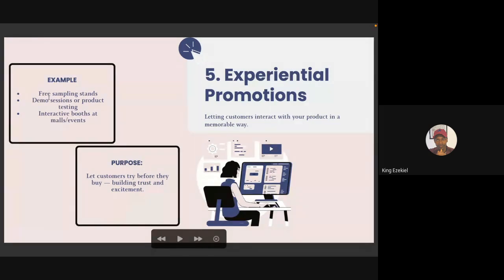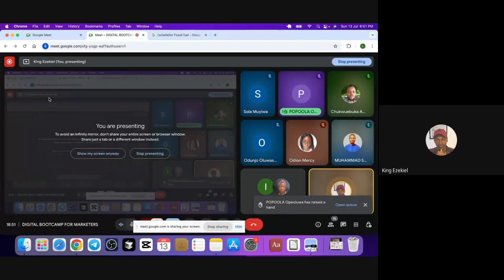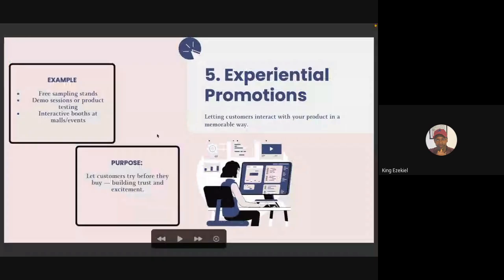Free sample stands, most especially with cakes. When you want to do a wedding, don't worry, they will give you free cake, because they have to. The worth of that tiny piece of free cake is probably like 500 naira. Some people will pay 30k, some people will pay 50k for a big cake, but wedding cakes are probably like 500k, 200k, 250k. They are very expensive. You would have done the calculation that even if 100 people taste, at least out of 100, you will still see 2 or 3 customers or more that will buy. So experiential promotions: free sample stands, demo sessions, or product testing.